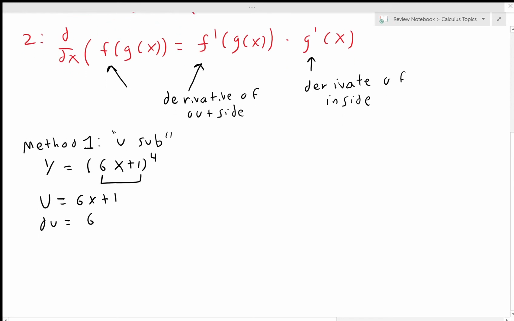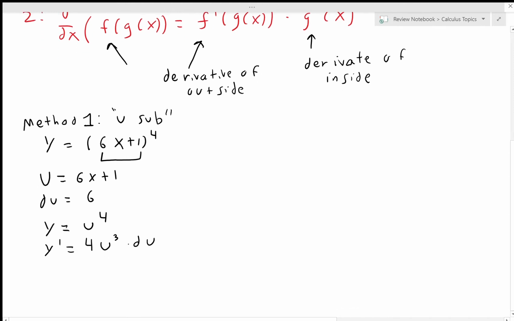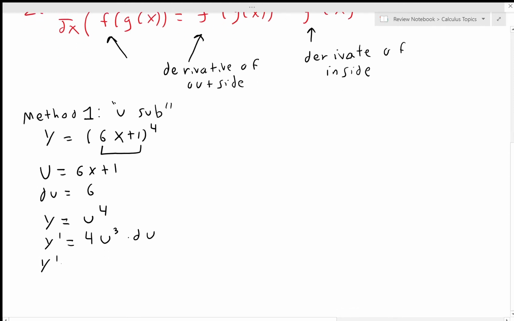Alright, so let's plug in this u here. So we can say y equals u to the 4th. So we would know how to solve that. We would say y prime, power rule, so 4 u to the 4 minus 1, which is 3, times the derivative of our variable u. Now we can just plug everything in. We get the derivative is equal to 4 times the quantity of 6x plus 1 to the 3rd times 6, which would be 24 times the quantity of 6x plus 1 to the 3rd.